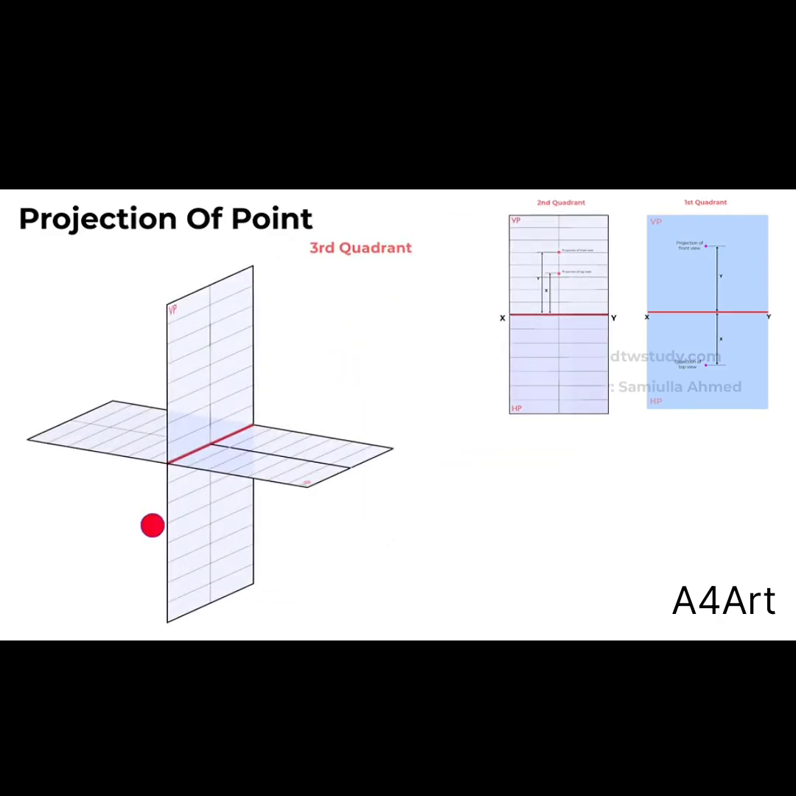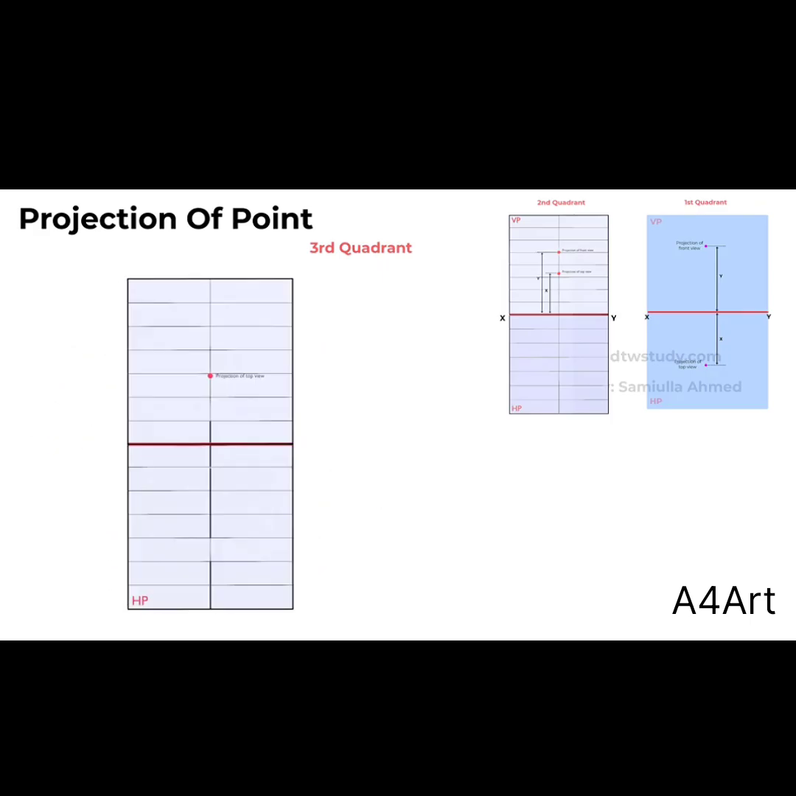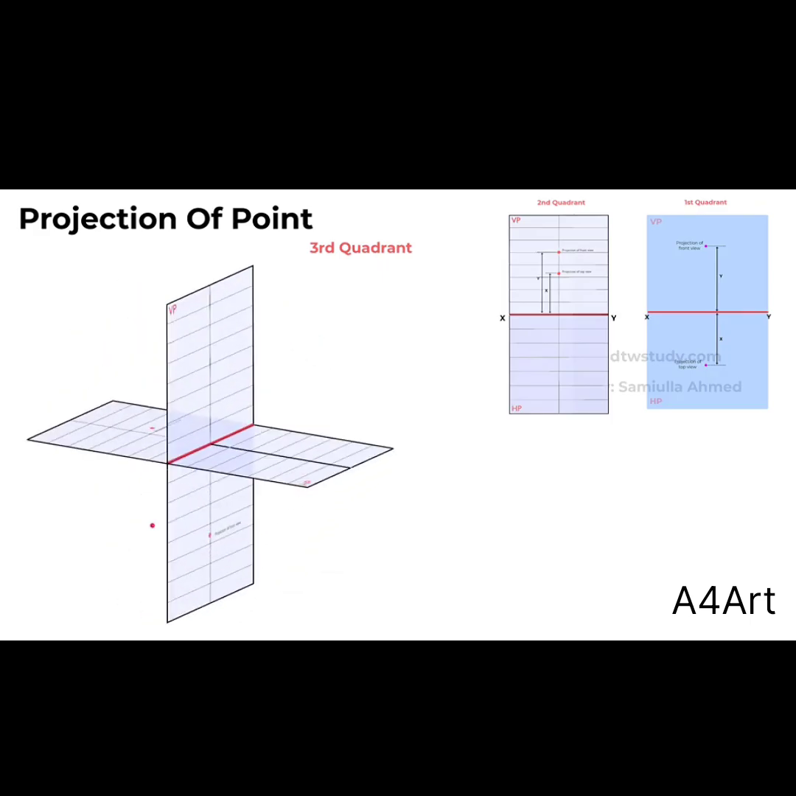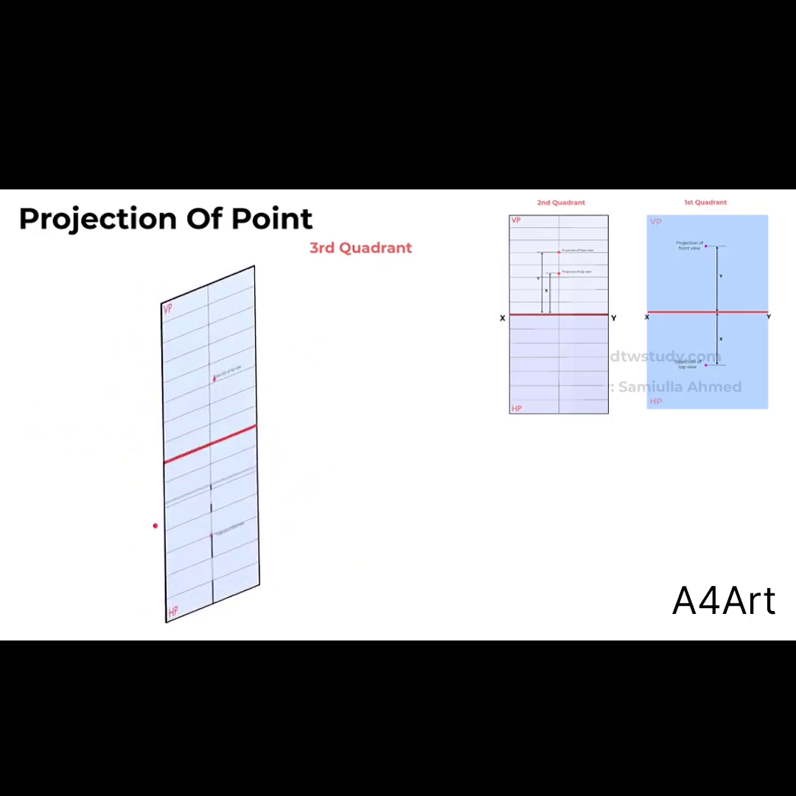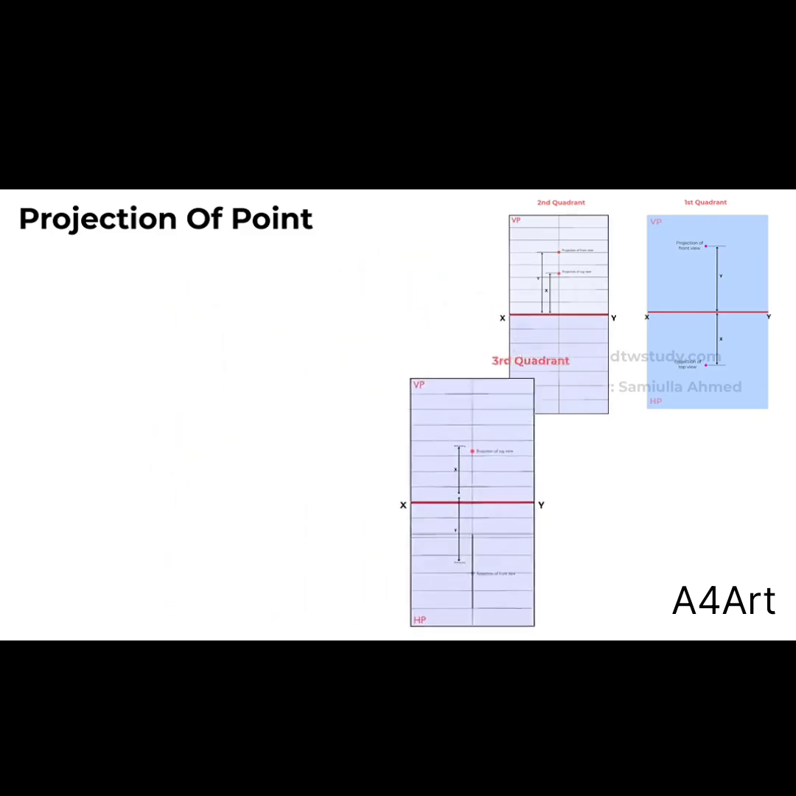Consider a point in the third quadrant. In other words, behind the VP and below the horizontal plane. Here, the front view is projected onto the VP, and the top view is projected onto the HP. Upon rotating the HP by 90 degrees, the top view aligns above the XY line, while the front view positions below the XY line. Hence, in the third quadrant, the projected views are represented accordingly.